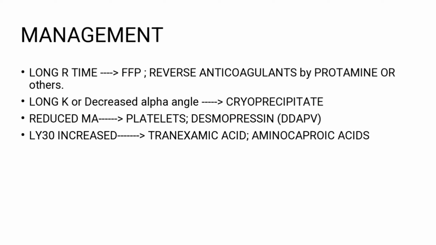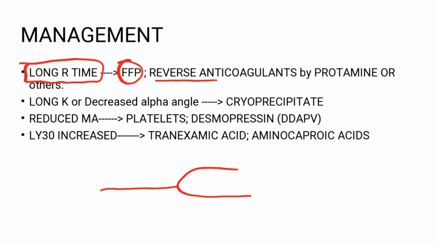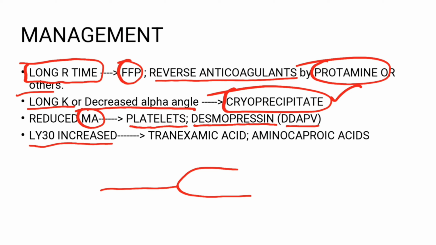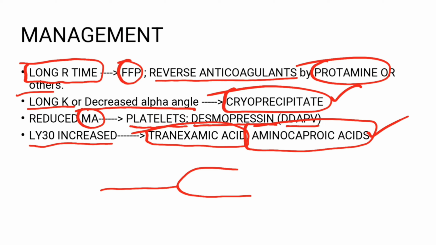So about the management, it's very easy. We'll remember, if the R time is prolonged, we'll give FFP, and we'll reverse the anticoagulants with the specific antidote, like protamine or something. If the K is long or the alpha angle is decreased, then we'll definitely prefer cryoprecipitate. If the MA is reduced, we will definitely give platelets, because MA signifies the platelet strength and number of platelets. And also we can give desmopressin analog like DDAVP. If the LY30 is increased, we'll definitely give tranexamic acid or aminocaproic acid. So this is the basic management from interpretation of TEG.